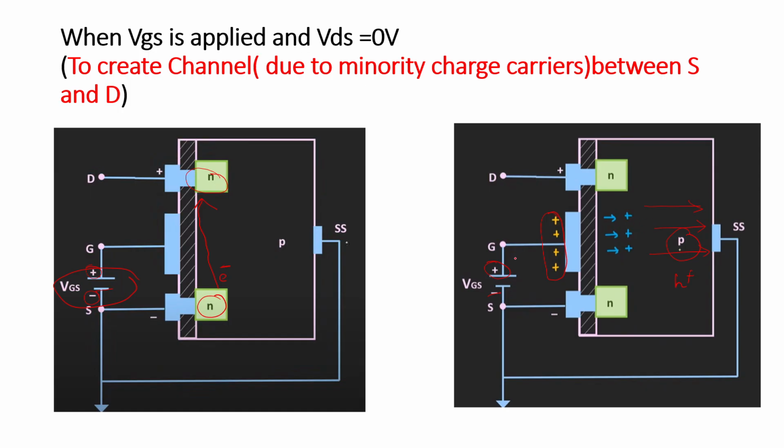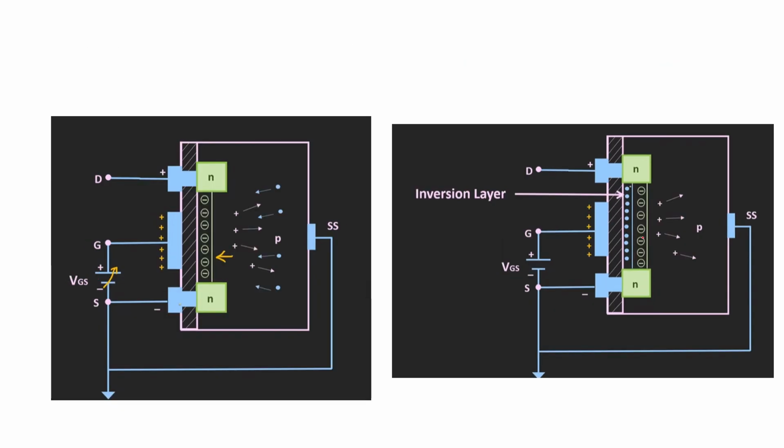Okay, and next, what happens when you keep on increasing the VGS? The holes are going away from this positive, which repels the positive holes. When you increase VGS, it attracts the minority charge carriers. When we apply the positive voltage, it repels the holes towards the substrate, and it starts attracting the electrons.